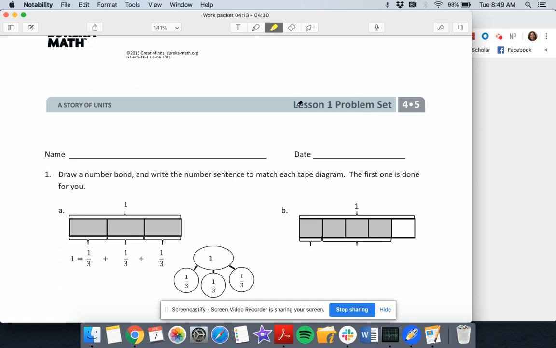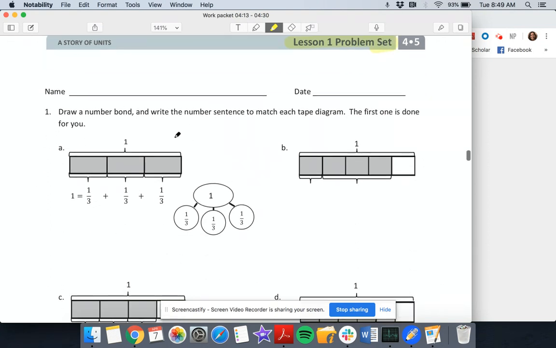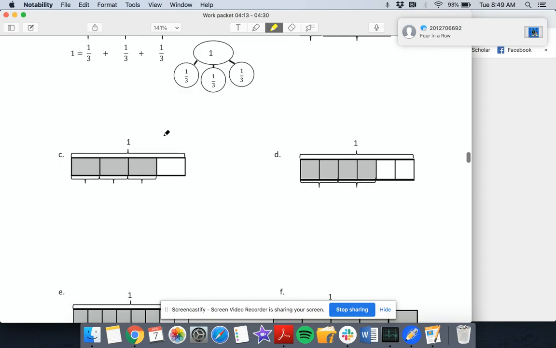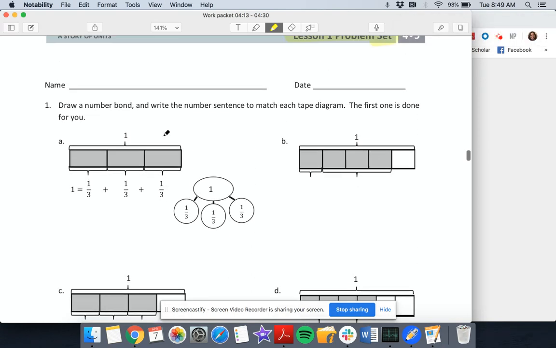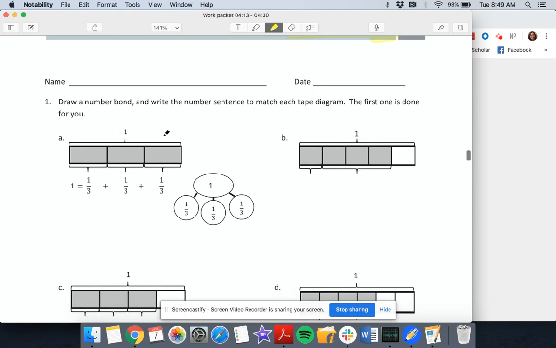Today we will be focusing on this lesson 1 problem set. And as you can see, it's just some more fractions. So it's continuing to build upon what we've been doing this past week. So let's do some sample problems and then you all should be all good to go.